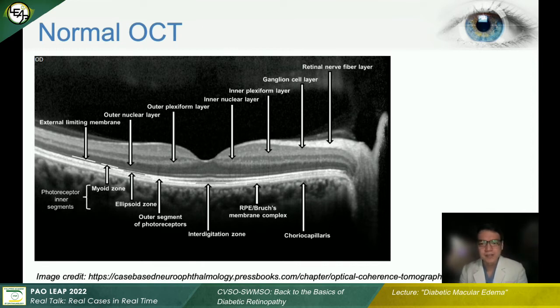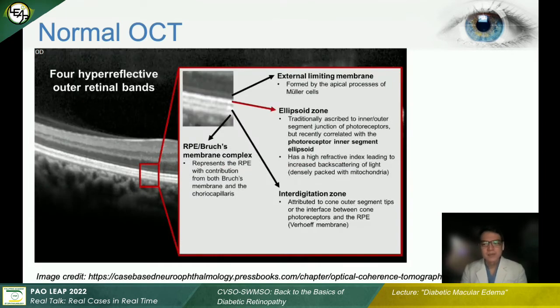the observable anatomic layers. For the purposes of our discussion, when evaluating for DRIL, it is important to look in the demarcation layers between the ganglion cell layer and the outer nuclear layer, and in this photo, that's everything above the red line. On the other hand, for evaluating abnormalities in the ELM and the ellipsoid zone, we must zoom in into the outer layers, where we see 4 hyperreflective bands representing the external limiting membrane, the ellipsoid zone, the interdigitation zone, and the RPE-Brooks membrane complex.